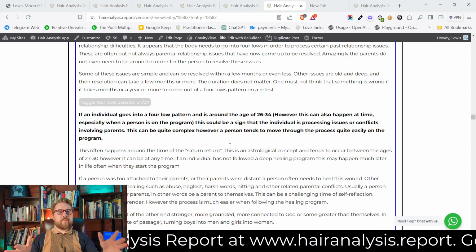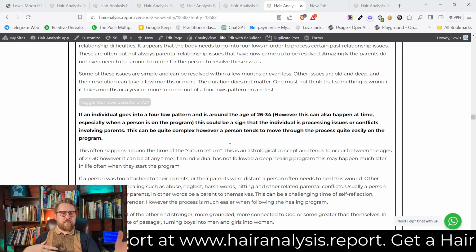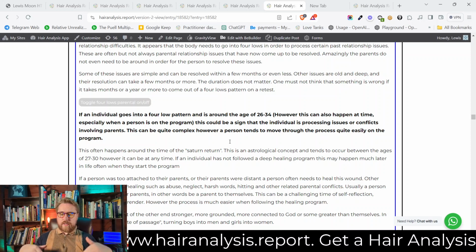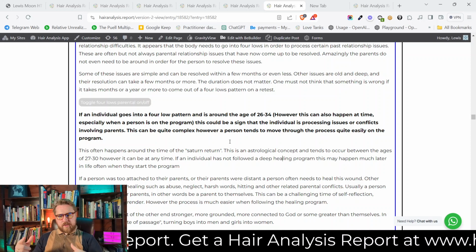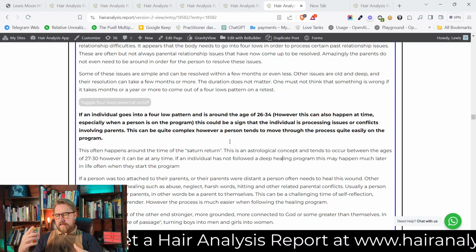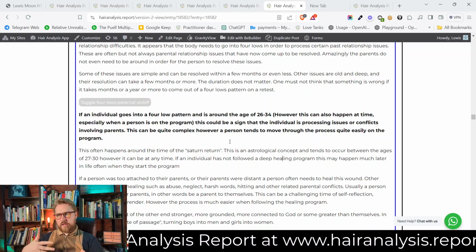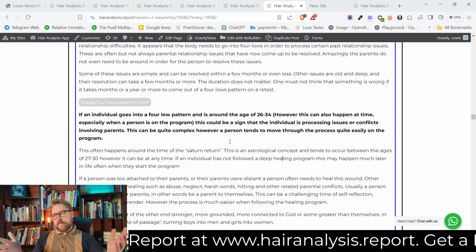If your client is between the ages of 26 and 34, or if you're in that and you've gone in to follow those on retest, for some reason it's because the body is going back and dealing with some parental issues. Why is this?